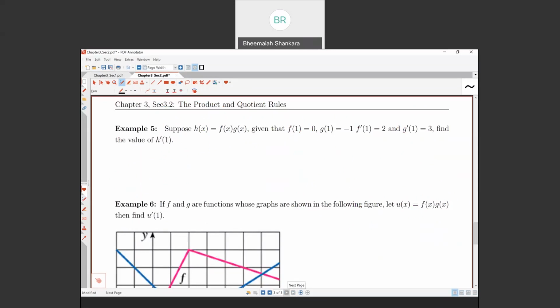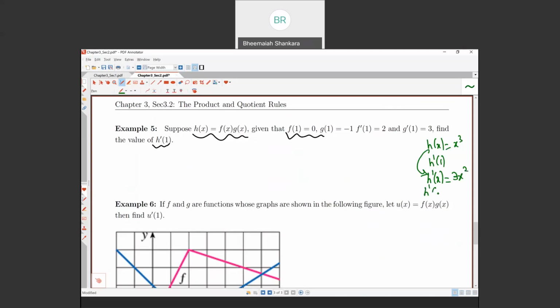In the next example, you're given a function h which is a product of two functions f and g, and you are also given some functional values, f at 1, g at 1 and so on. You're asked to calculate h prime 1. You have to read this problem very carefully. Given a function h, suppose say I give you h is x cubed. I ask you to find h prime 1. All you do is derive the function h, which is h prime x. Your answer is 3x square using the power rule of differentiation.